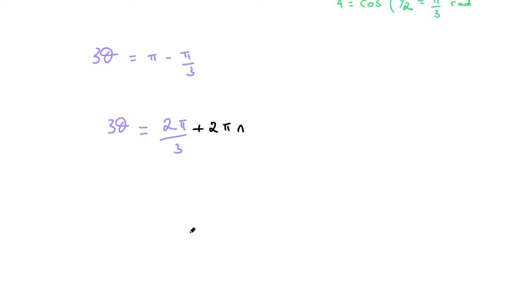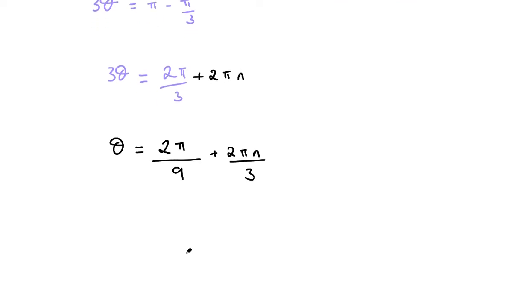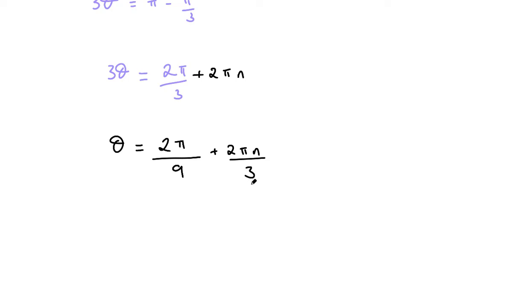Now, that is the general solution for 3 theta. I would like to get it for theta. So I'm going to divide both sides by 3, and that brings me to 2 pi over 9 plus 2 pi n over 3. And we can leave it like that, or we could try and combine them. If I multiply the bottom by 3 here and I multiply the top by 3, I'm going to get theta is equal to 2 pi plus 6 pi n all over 9.